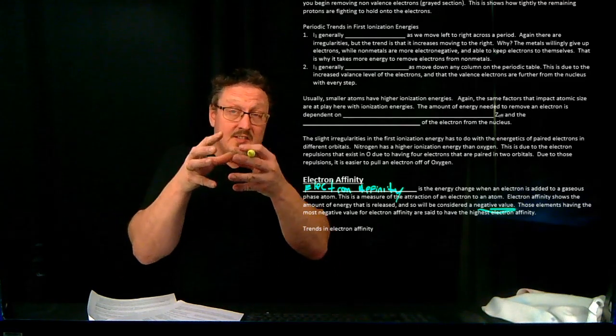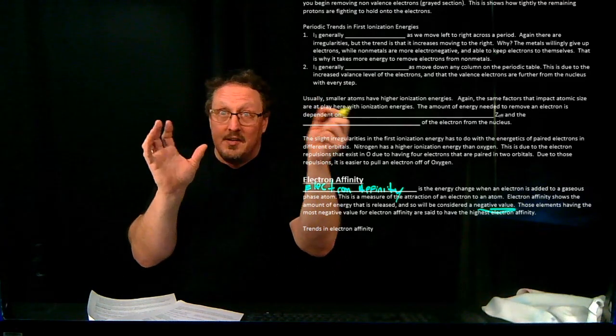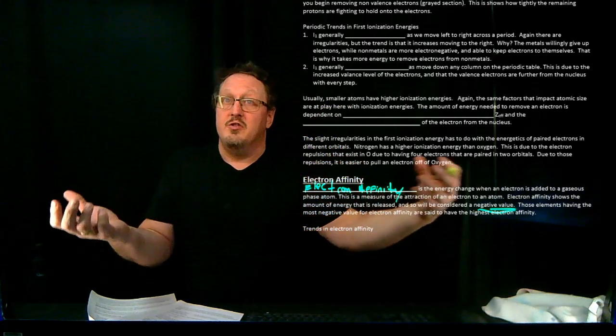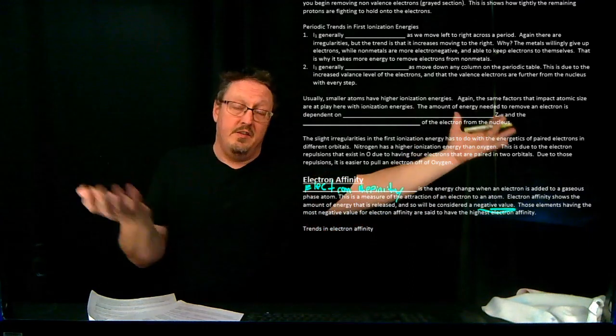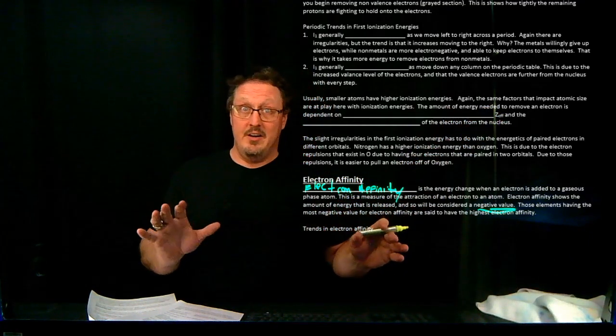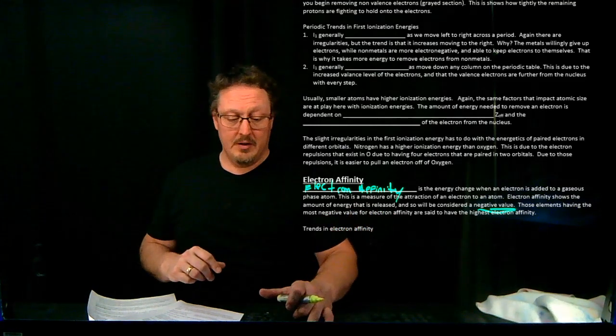The system is, in this case, our atom, and it's adding an electron in, and so it releases energy because it becomes a lower energy system. That energy is released around it. So that's what we're looking at with electron affinity. Now there are trends within electron affinity that we're going to talk about very quickly.